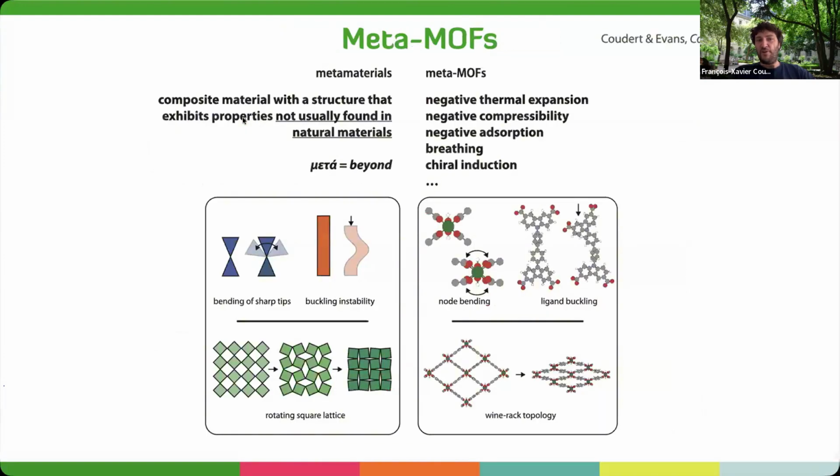In particular, we've been trying to identify and find what we call metamorphs. So they're metal organic frameworks with behavior that should be forbidden, or at least be unusual in the world of materials or in chemistry. So things like negative thermal expansion, negative compressibility, negative adsorption, all of these things are rare, and we've been trying to identify materials like that.